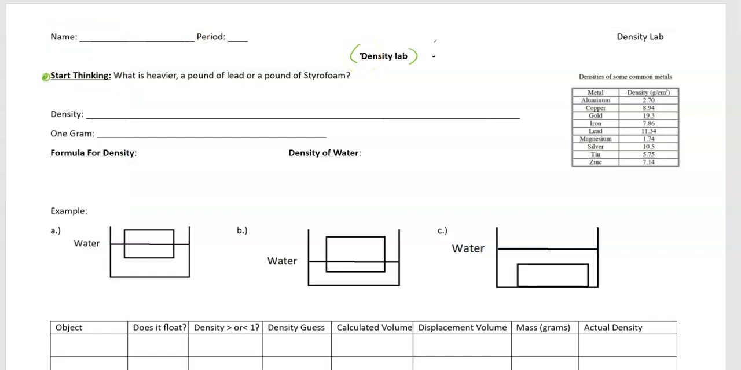So what we were doing is density, and the reason why we were doing density is because in the formula for density, you actually have the volume of an object, and we just finished a whole chapter on volume. So let's go ahead and do the start thinking part first. The question is, what is heavier, a pound of lead or a pound of styrofoam?